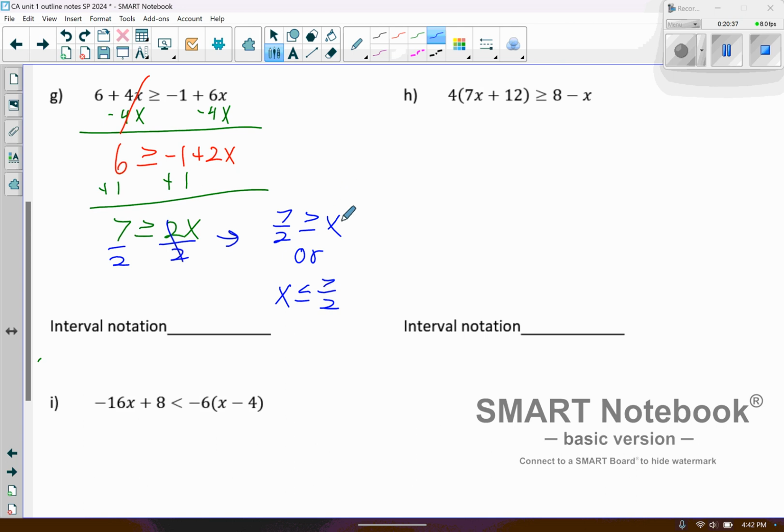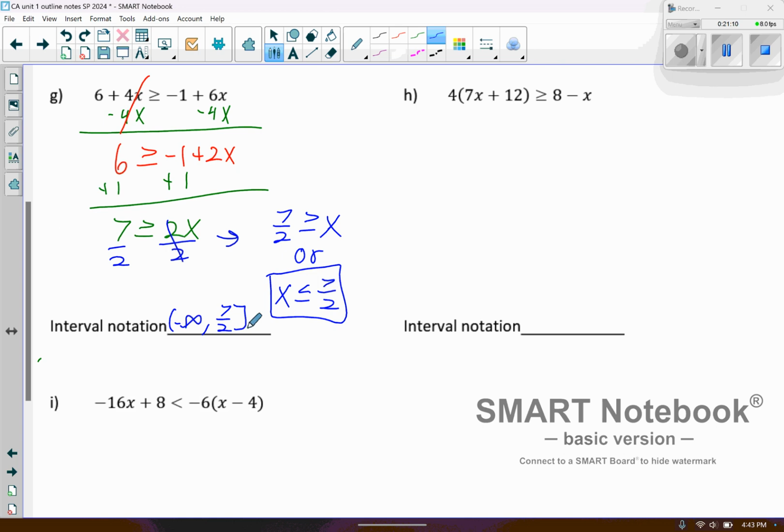x is, and think about it, if you read it from right to left, that makes sense. x is less than or equal to 7 over 2. So you want to be able to read it both directions. But a lot of times we like to rewrite it with our x on the left side. So then our interval notation is all values less than this. Well, all the values less than this are going towards negative infinity. So that's going to be negative infinity and then including 7 over 2, all the way to 7 over 2, which is 3.5.